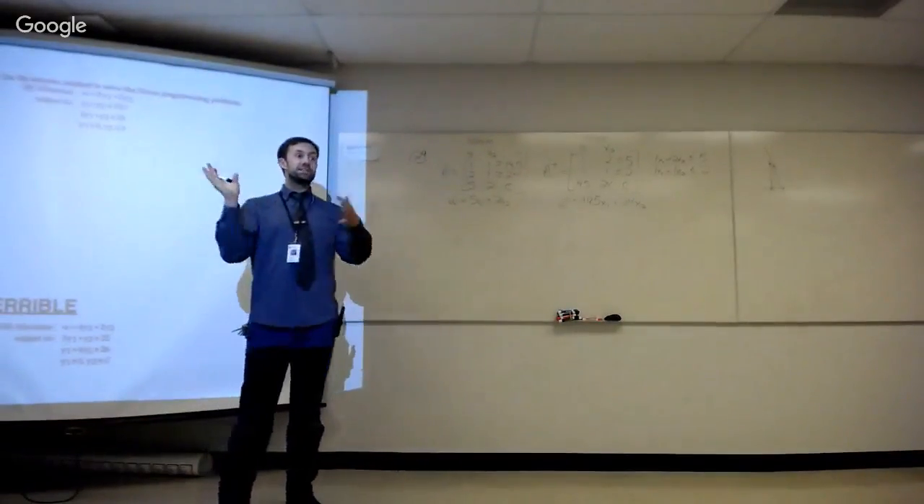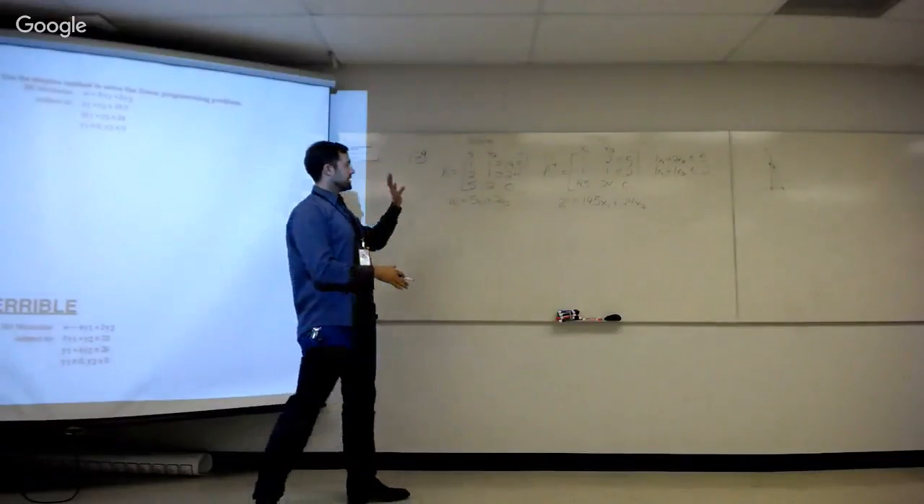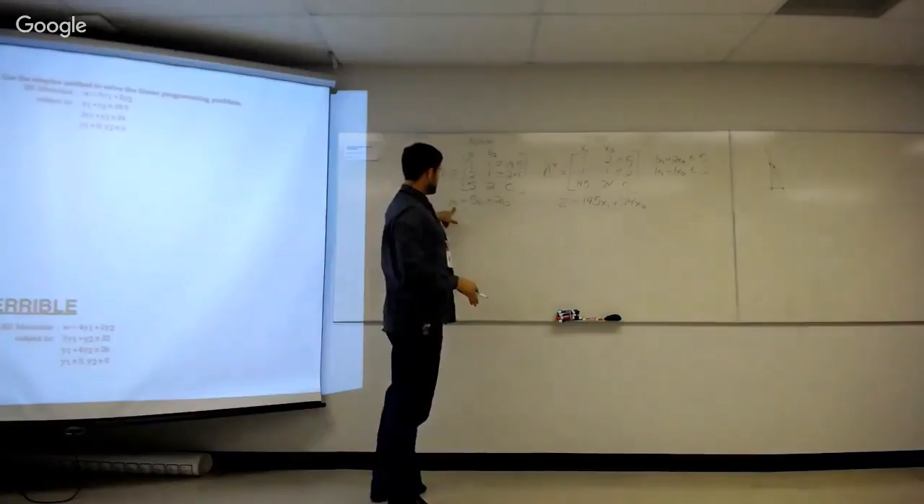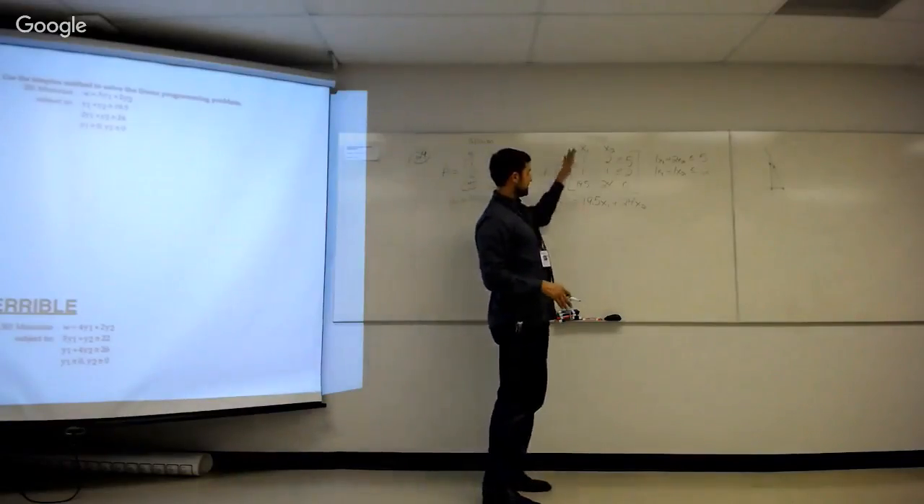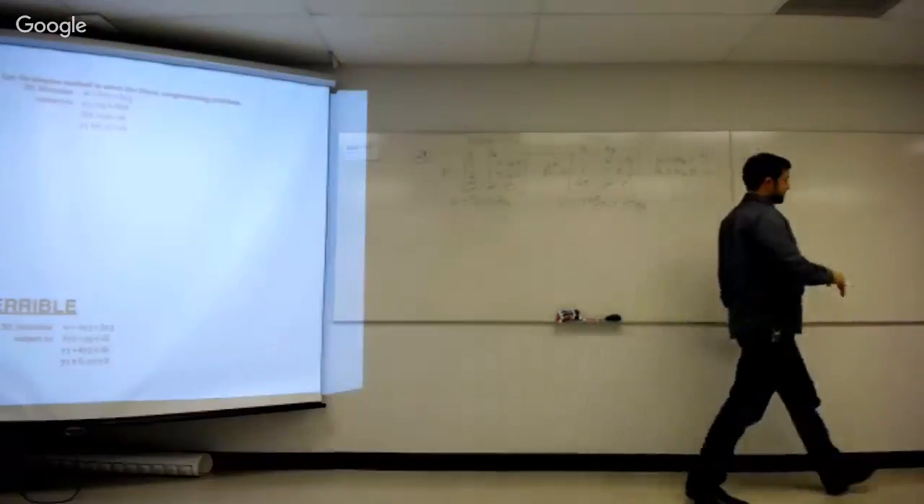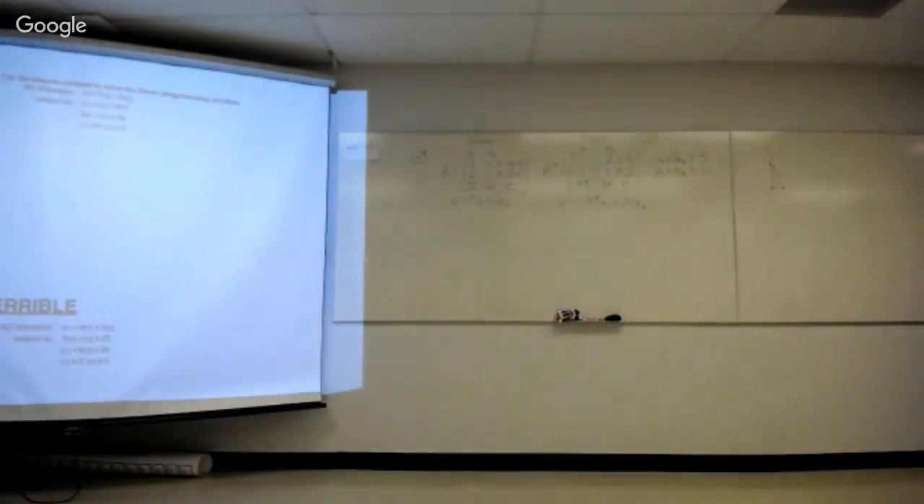At this point, the transformation is complete. We now have turned our minimization of W problem into a maximization of Z problem. And since it's a maximum problem, we can use the simplex method.